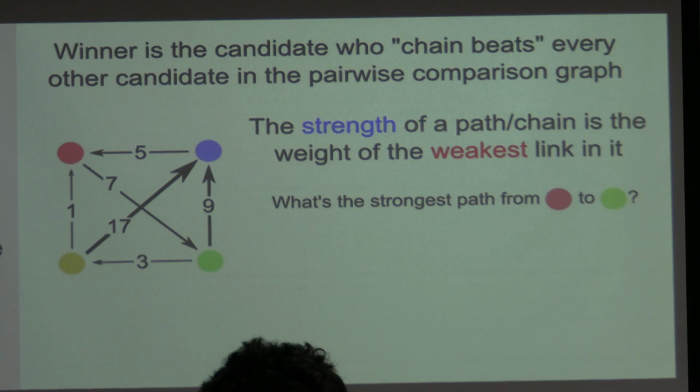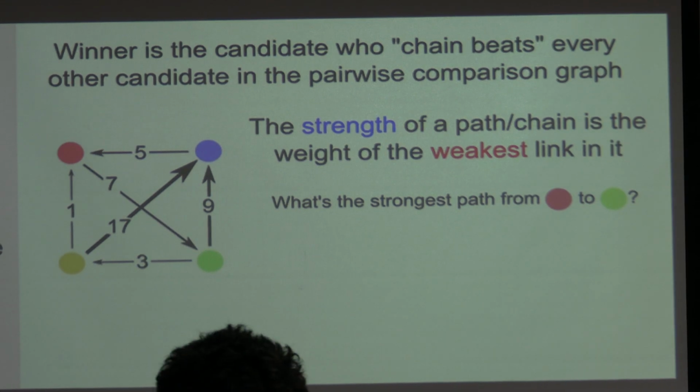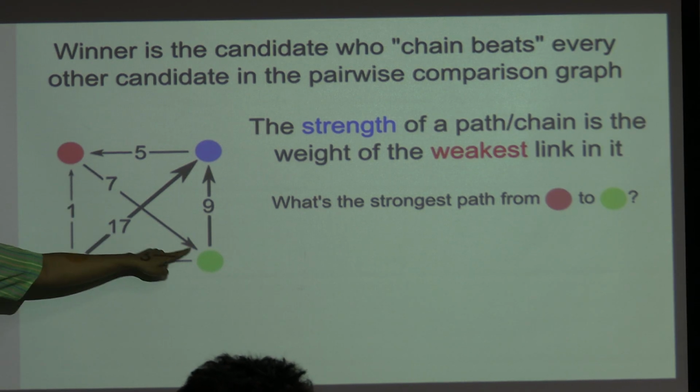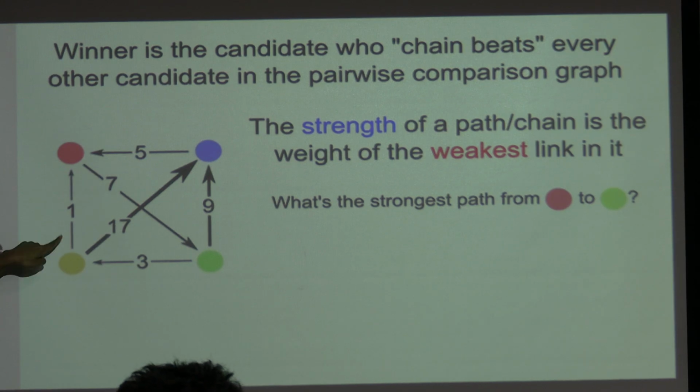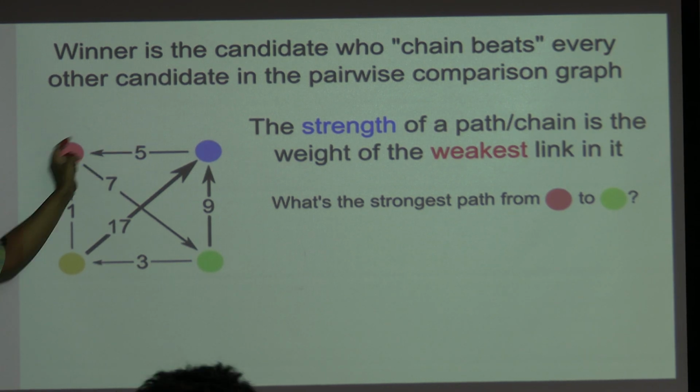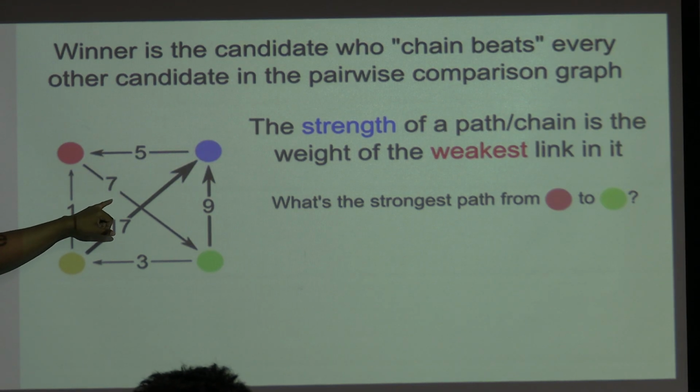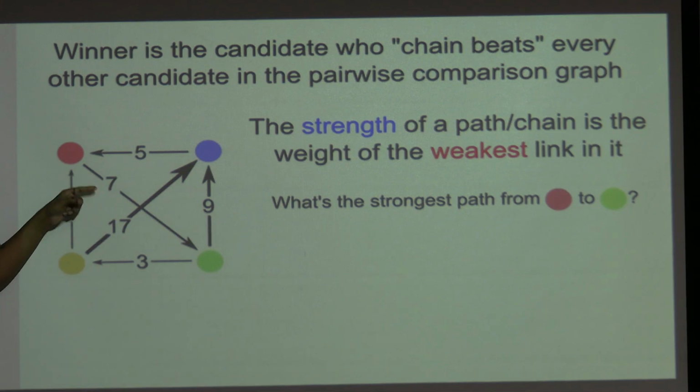Now, can you tell me among all the paths from red to green, which is the strongest path? There's only one path, thankfully. This is the only path because the other edges are incoming, so the weights would be negative if you go outwards. No point considering those if you have a positive weight. On this path, this is the only edge, and therefore the strength of this path is 7. So this is the strongest path from red to green.